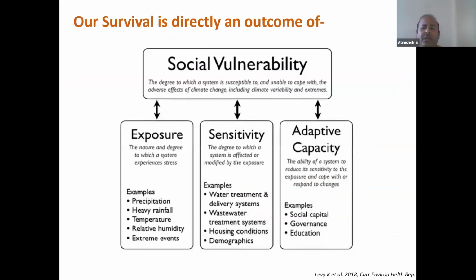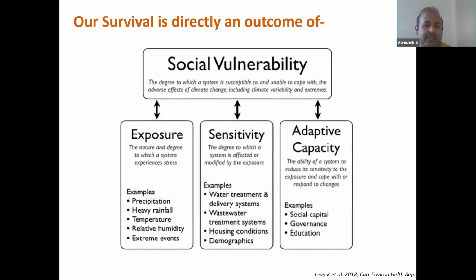So if I give you a snapshot, our survival against climate change and related pathogenic diseases is directly an outcome of our social vulnerability. Social vulnerability is made up of three factors. One is exposure, the other is sensitivity, and the third is our adaptive capacity. Exposure is how much we are exposed to climate related problems like rainfall, temperature rise, precipitation, iceberg melting. How are we exposed to events related to climatic change?